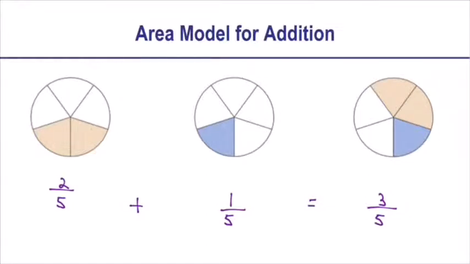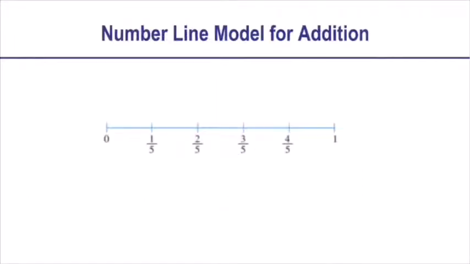And another thing that a student can develop from seeing the concrete model is that, okay, 3/5 is a little larger than 1/2, because you can see that a little more than half the circle is taken up by the shaded area. So this is the concrete model for addition, and I really like this. There's also the number line model for addition.